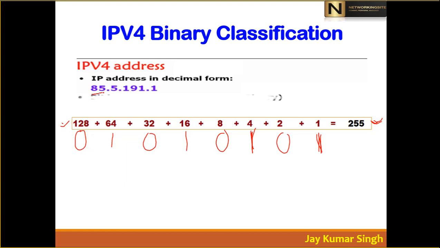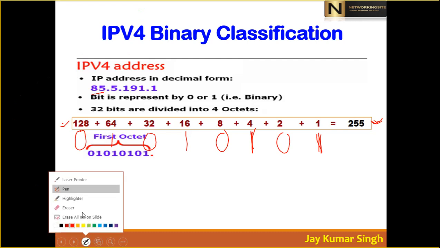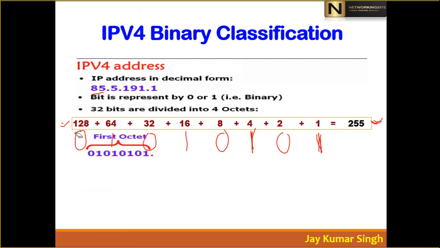See here, 0 1 0 1 0 1 0 1 like that, right? Now I have 5. Have you understood this one? Did you understand this 85 conversion? Yes, I understood.